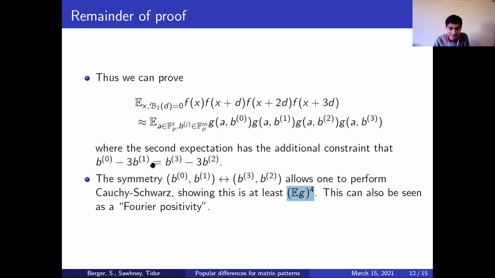Because at that point, I can say that there was some original difference d in the subspace such that the average over x of f of x plus d, etc., is at least alpha to the 4. And that's precisely what you want. So you can see this final inequality relating this to the 4th power of the expectation as Cauchy-Schwarz, or you can also view it as a Fourier positivity, but I won't go into that. Anyways, this is just a very high level. There's this magic symmetry that occurs.